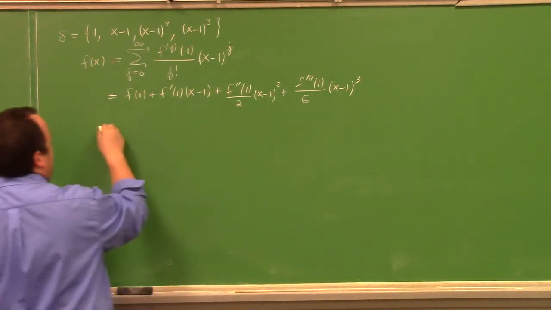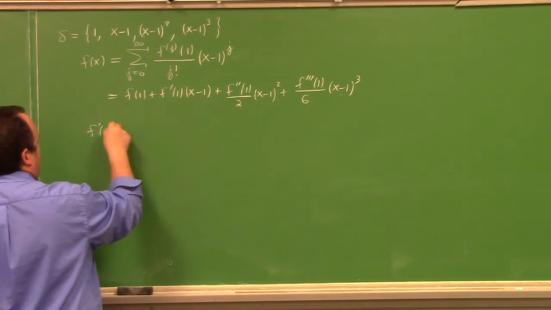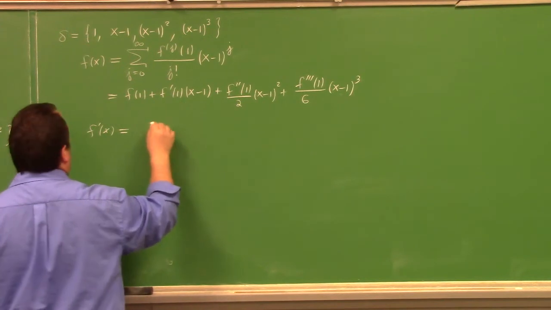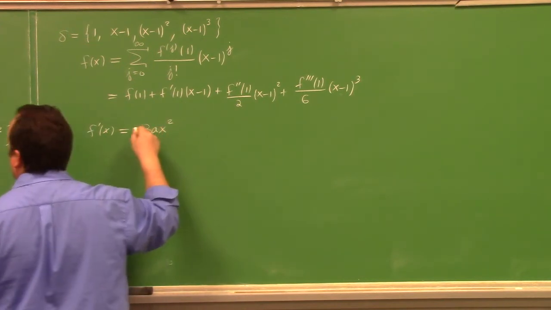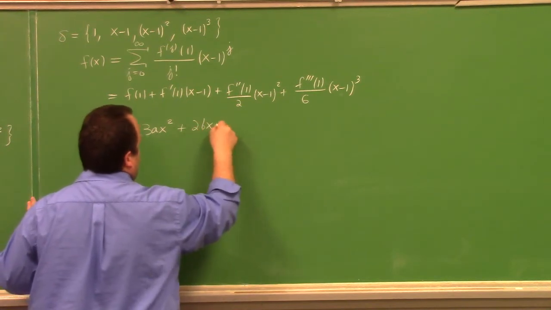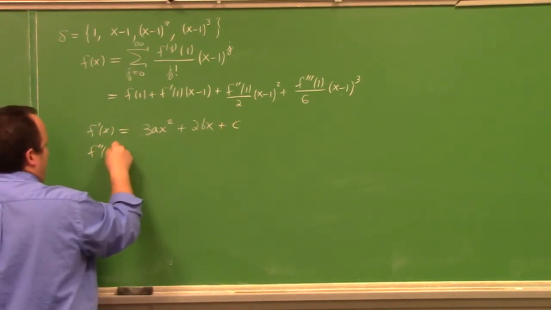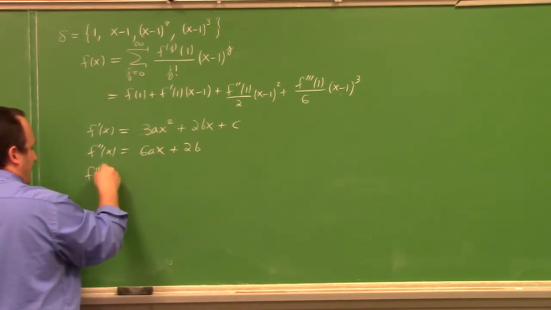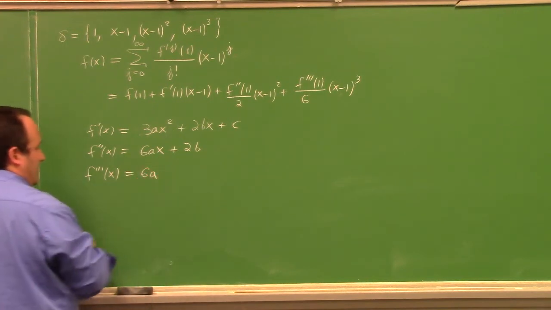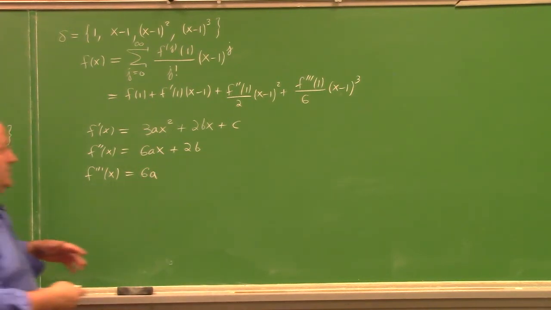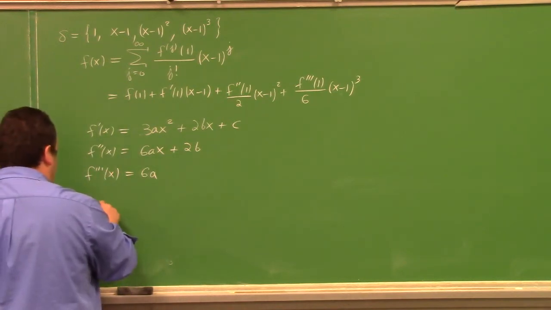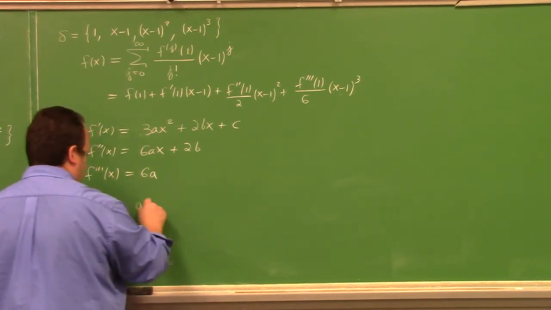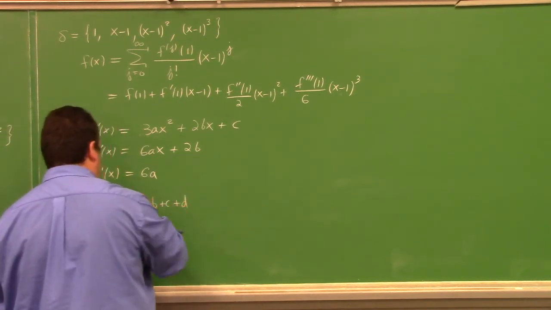But my point is that these numbers are kind of ugly. Well, they're not super ugly. What's f prime of x? 3x squared, 2x. Oh, we need the a though, right? So 3ax squared, and f double prime is 6ax plus 2b. f triple prime is 6a, and then of course higher derivatives are 0. So check it out. f of x is equal to f of 1, which is a plus b plus c plus d.